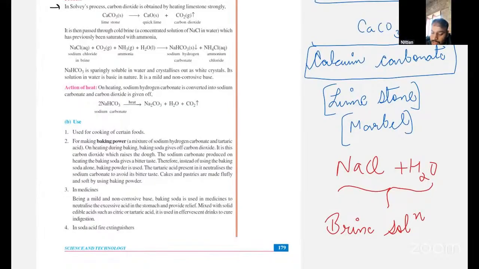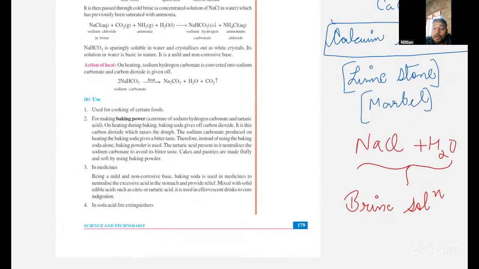Okay. Next, uses. Now the question can come like this, guys. The important question can come like this: what is the formula of baking powder, or how is it formed, and what are the uses? 5 marks question. Another type of question can come like this: an element X is used in making cake. What is the element X? Write the chemical formula, write its uses and how it is formed.